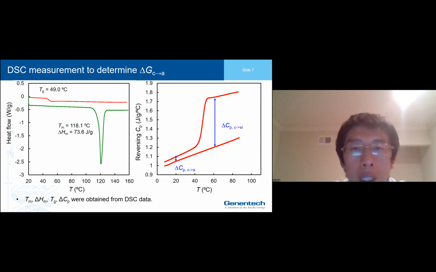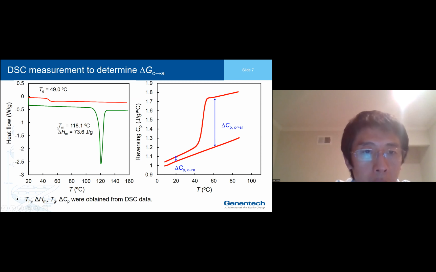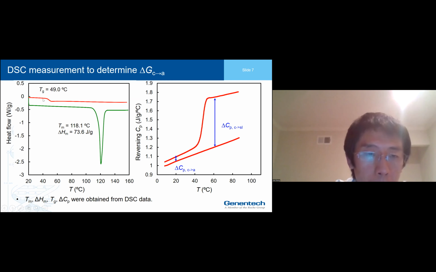So for calculating the Gibbs free energy term, delta G, here is one example of a model compound, ritonavir. We can measure the glass transition temperature, Tg, of the molecule. We can also measure the melting temperature and the melting enthalpy of the same molecule. And at the same time, we can use modulated DSC to measure the reversing heat capacity between a crystal and a liquid and an amorphous form. So when we obtain the glass transition temperature, melting enthalpy, and the heat capacity difference, we can calculate the delta G using the equation on the one page before.